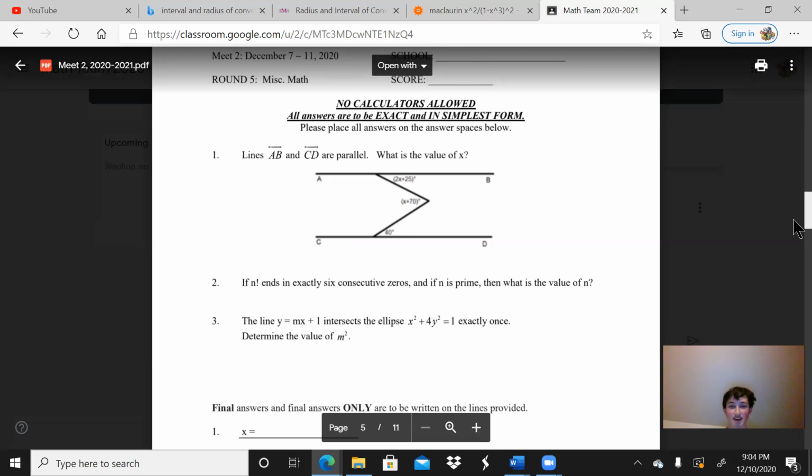There's no trig. I'm pretty sure you just add them up and it has to equal the middle one. If n factorial ends in exactly 6 consecutive zeros, n is prime, what is the value of n?